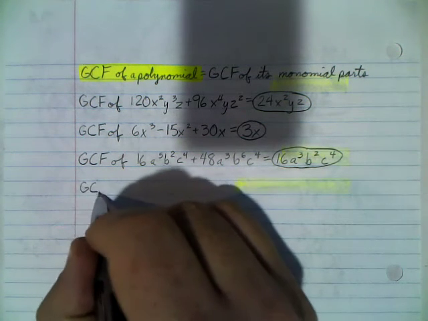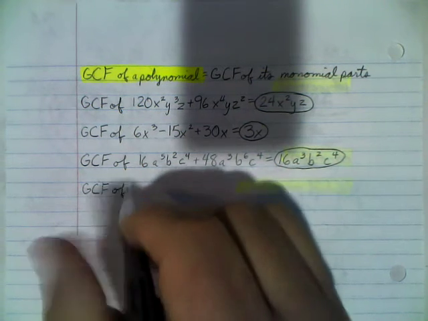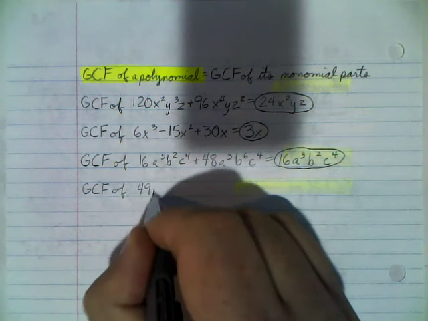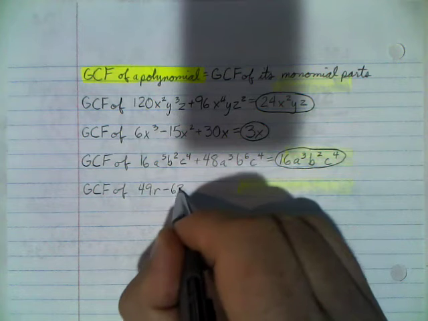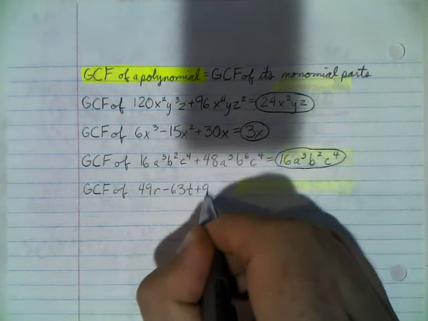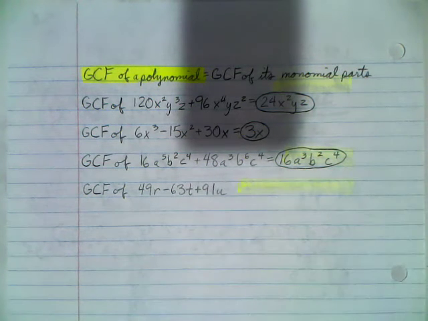Let's try the GCF of 49r minus 63t plus 91u. So go ahead and see if you can do this one. Pause the video. All right, let's see how you did.